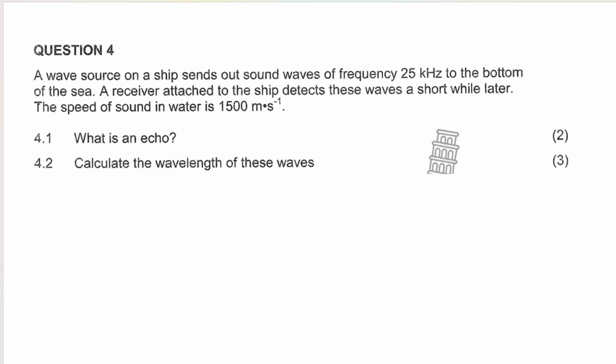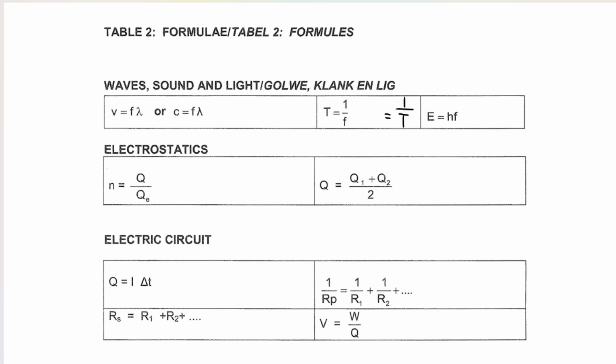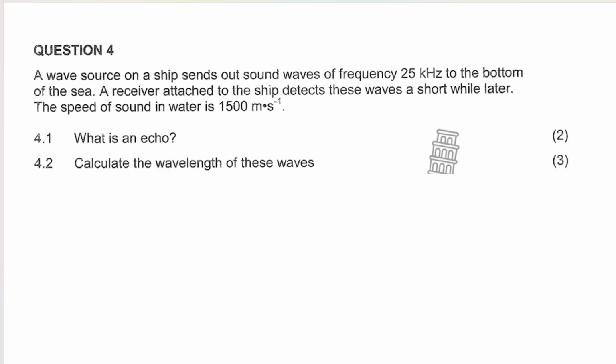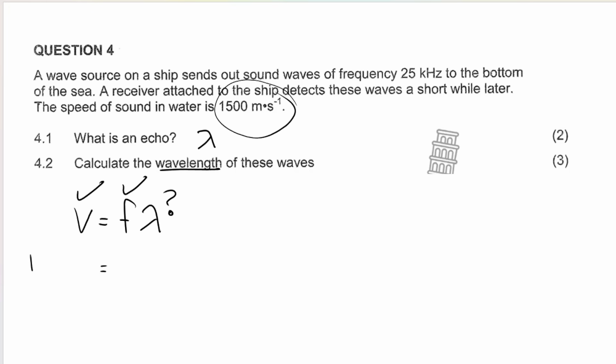4.2 says calculate the wavelength of these waves. Now, once again, we're able to visit our formula sheet. And if you visit your formula sheet, we know we want wavelength. The formula that makes sense to be used in this context is, once again, this formula. I'm going to write it a bit bigger for you. Wavelength is represented by that symbol. That's our unknown. We know the frequency and we know the speed of sound, the speed of the waves, is 1,500 meters per second.